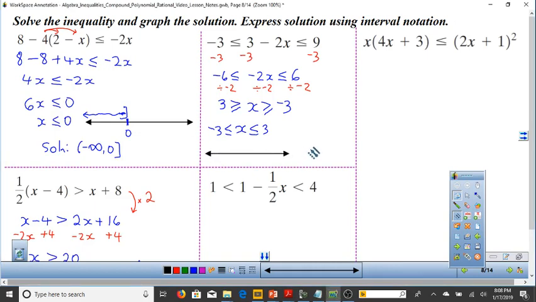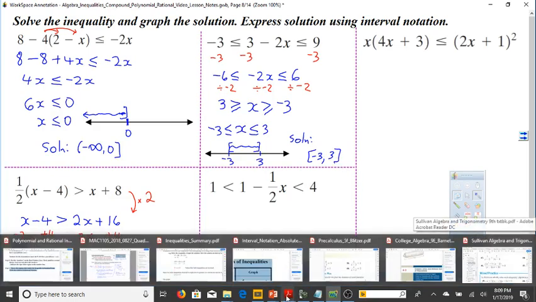It might be a little tricky to graph it here because the space is small. Negative 3 is on the left and positive 3 is on the right. We shade between the two and we put a bracket at both points because both of them had equals to. And then my solution using interval notation is simple. I start at negative 3 with a bracket and I end at 3 with a bracket, and that's the solution.